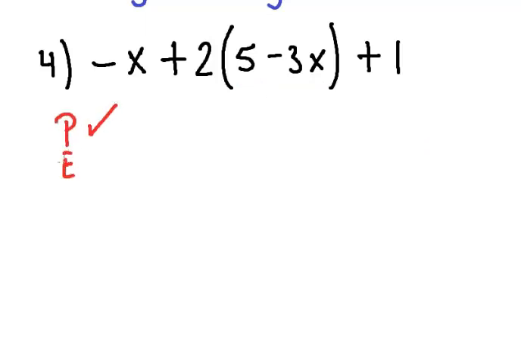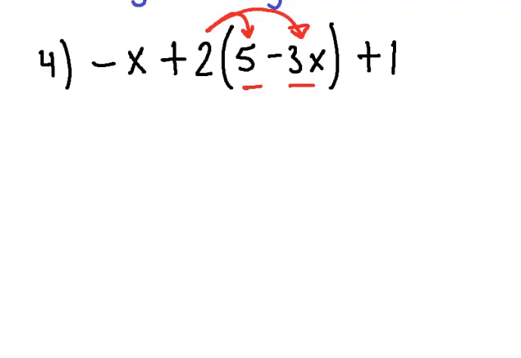After the P, we have the E of exponents. We don't have any exponents in here. And then we have multiplication, so we're going to multiply next. We cannot work with the parentheses, so we're going to multiply with the 2 that is outside. This 2 is multiplying everything inside the parentheses, so I'm going to multiply both things with the 2.